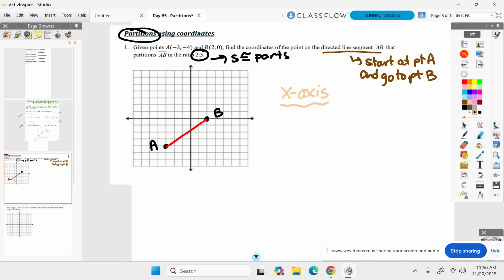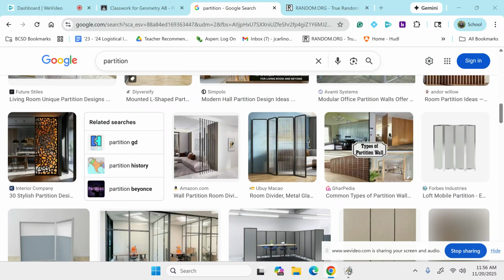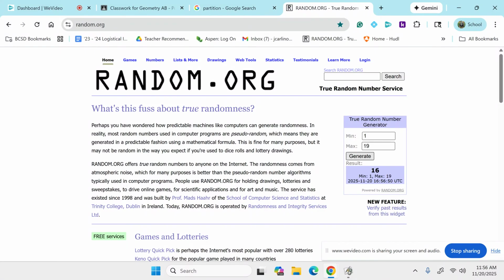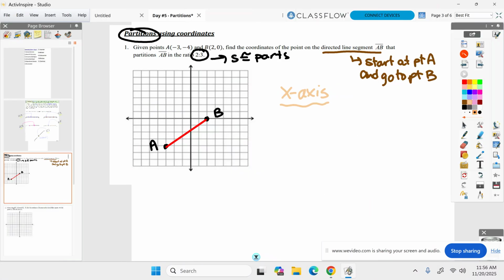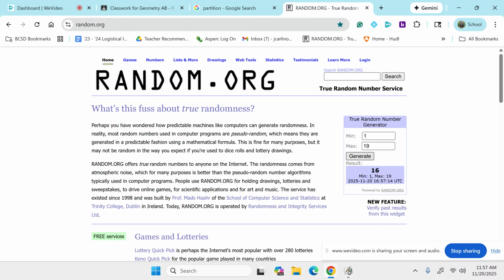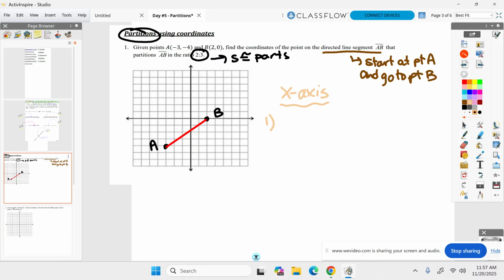What are my X coordinates for A and B? Alejandro, what are my X coordinates for A and B? -3. So we're going from -3 to 2. Next person, how far is that? From -3 to 2, count it or figure that out in your head. We don't need the distance formula here. How many units apart are they? Everyone agrees they are 5 units apart.